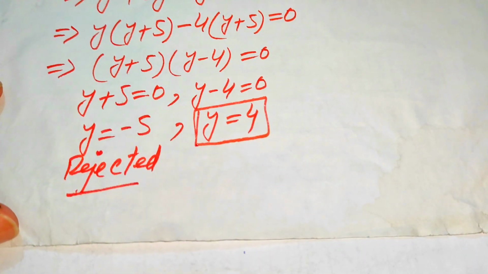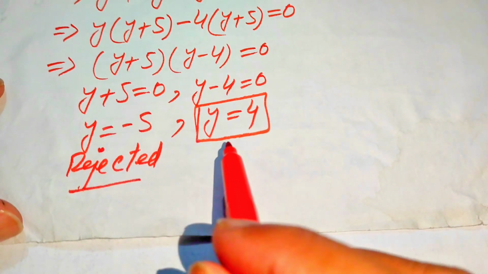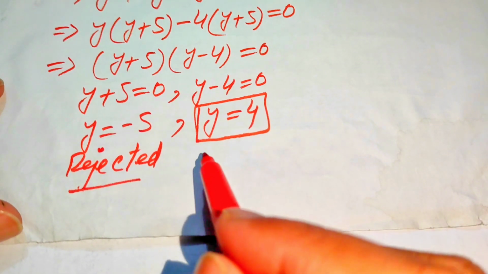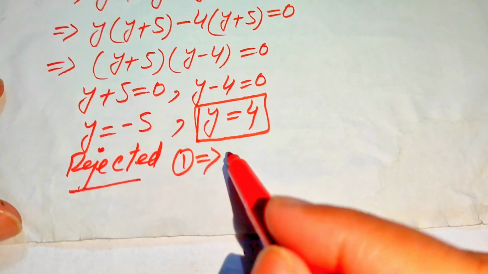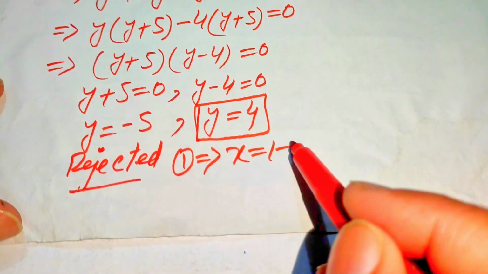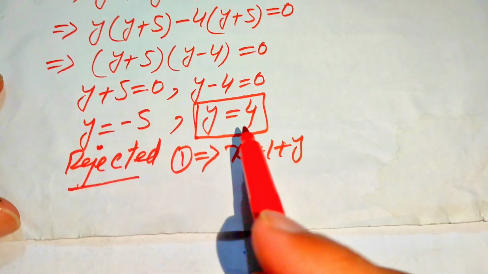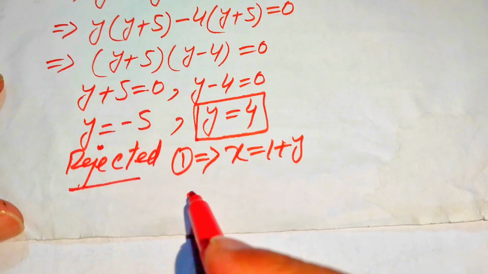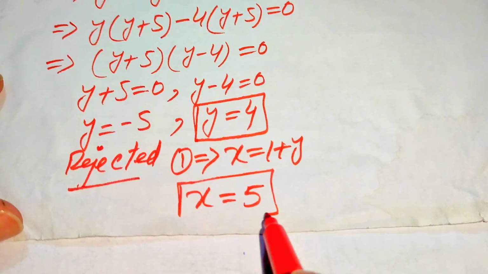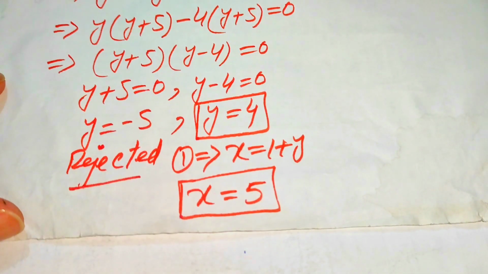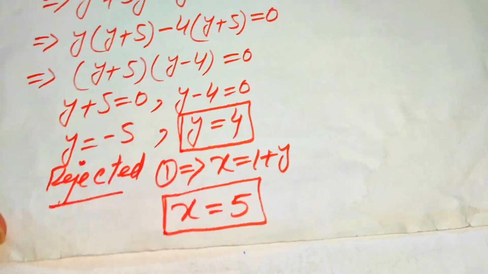Now we find the value of x from this value of y, so we copy down equation number 1. Equation number 1 says x equals 1 plus y, and now we put the value of y here, and it gives x equals 5. So we have the value of x is 5 and the value of y is 4.